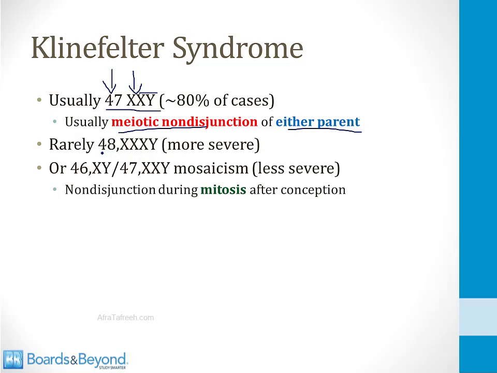Rarely these boys are 48XXY, meaning they have two extra X chromosomes. These tend to be more severe cases because they have another X chromosome in addition to the one extra that most cases of Klinefelter syndrome have.